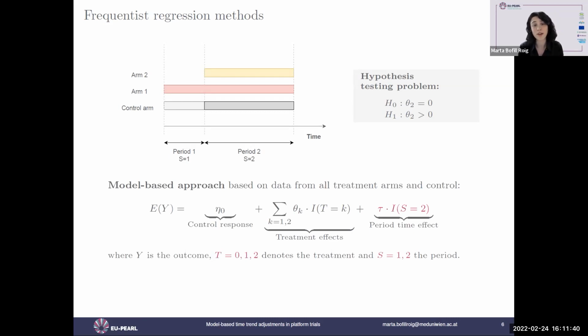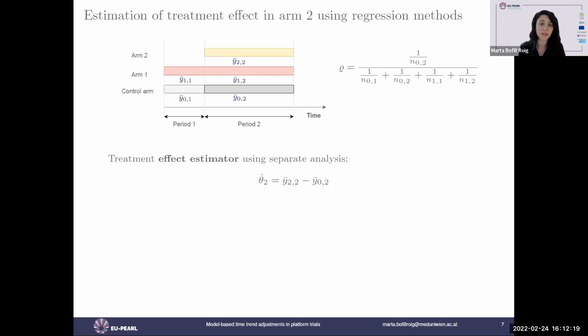So we consider a regression model for the expectation of the response, here assumed continuous. To fit this model, we take into account all the treatment arms to adjust for the time trends. So in this example, this means using the data from arm 1 as well. The first covariate of this model is the baseline, and then there are the covariates referring to the treatment effect for each arm, and then there is an extra covariate referring to the time period effect. And this time period effect is fitted with the control group data and the data from all treatment arms. Next slide, please.